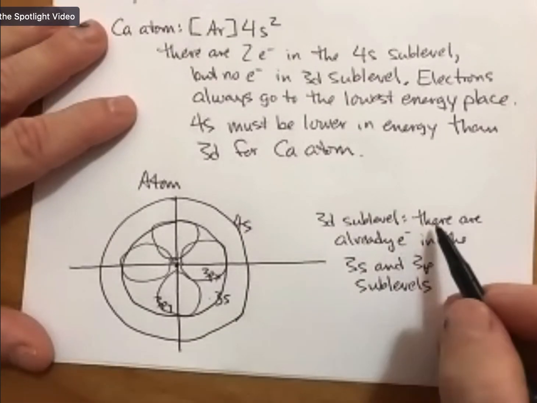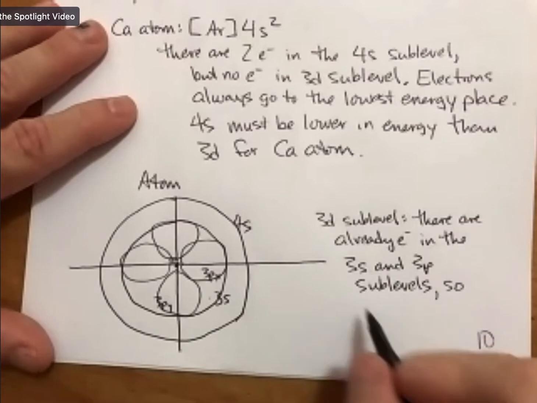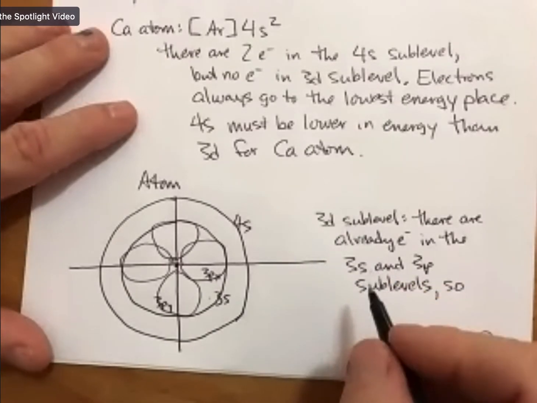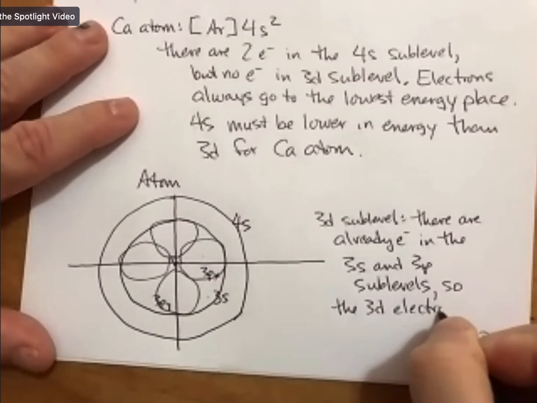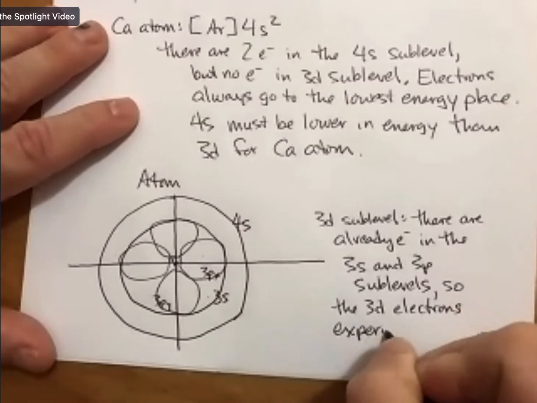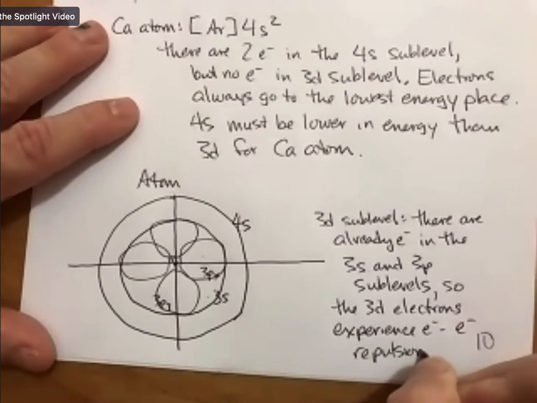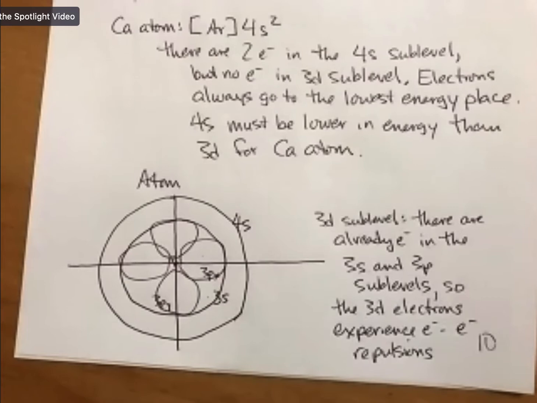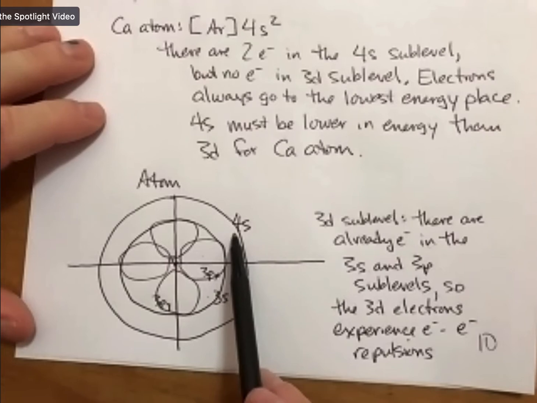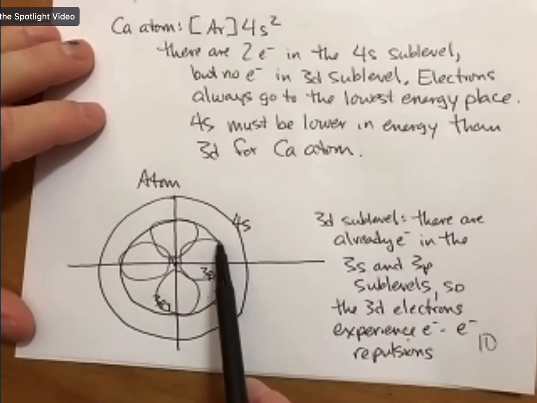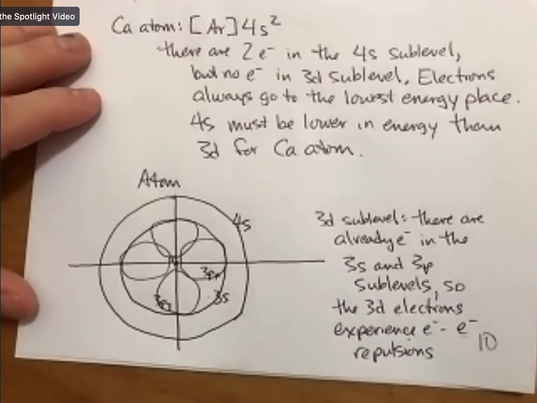So to finish this statement, there are already electrons in the 3s and 3p sublevels, so the 3D electrons experience electron-electron repulsions. So even though 4s is larger, which tends to be higher energy, 3D can be higher energy due to these electron-electron repulsions. Okay?